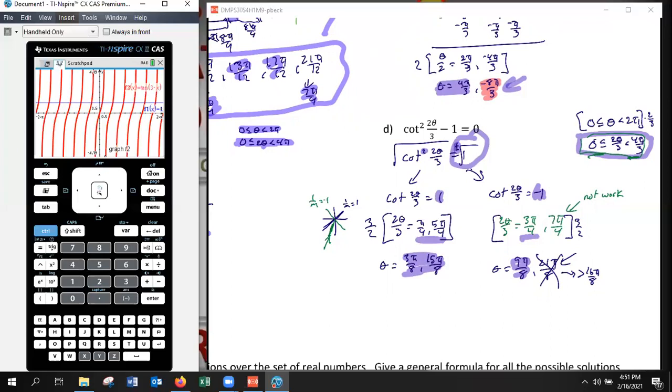Now, some students, they don't like to do this kind of manipulation. They'll say, okay, I'm just going to come up with all the solutions that I'm familiar with and then figure out which ones are outside the domain. That is completely okay with me.